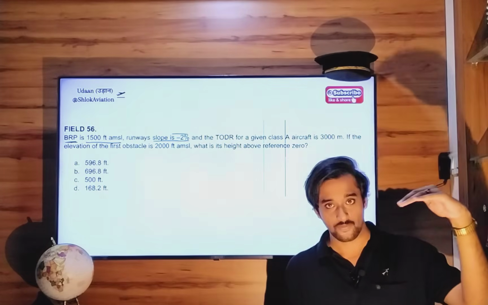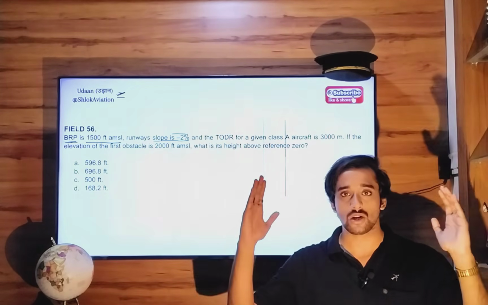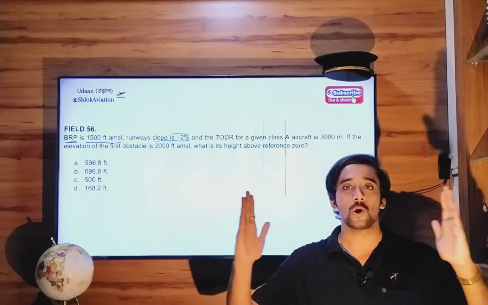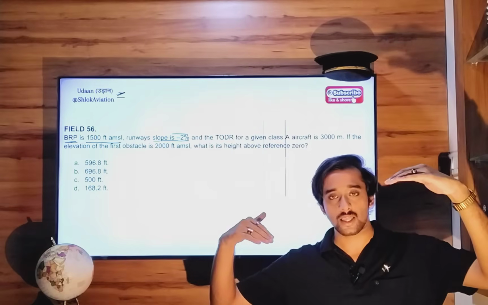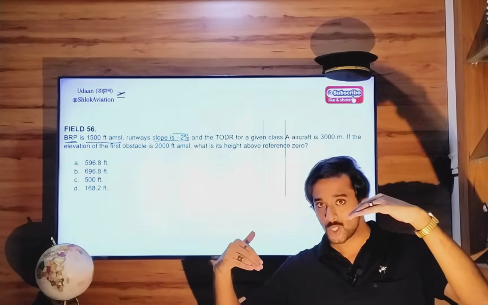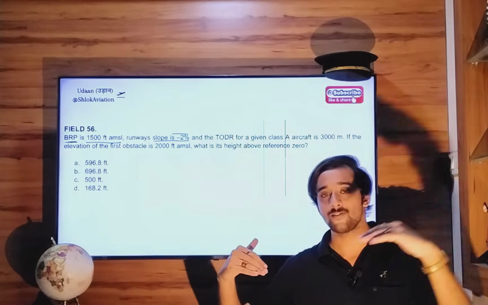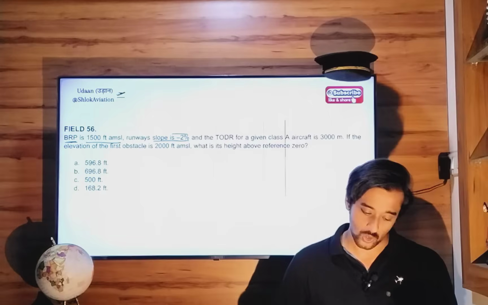Okay, so runway 27, let's say this is runway 27, this is runway 09. Both are not located at same elevation. Runway 27 is higher than runway 09. So as you start rolling down runway 27, you will be flying along a downward slope, a little bit downward slope.